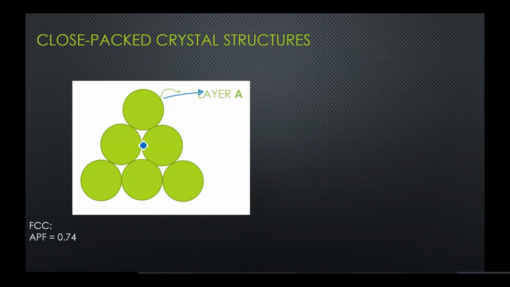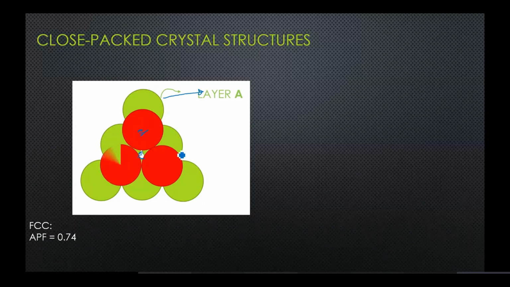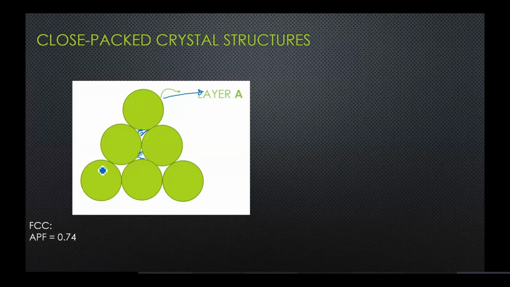If you see, the second layer has to come on top of it. There are two sorts of cavities. One is facing downwards. One is facing upwards. In FCC, the second layer comes on top of the cavity which is facing downward. It occupies the three cavities which are facing downwards. If you see, there are three similar cavities. I'll erase everything. The three similar cavities are 1, 2, 3.